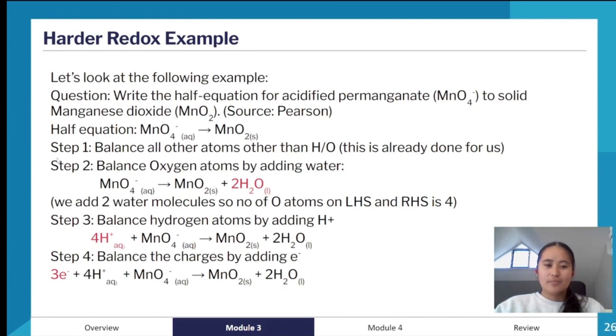It's a lot of just balancing equations, really. But just remember those 4 steps. First, balance other atoms other than hydrogen and oxygen. Add your water to balance oxygen. Add hydrogen ions to balance the hydrogen, and then add your electrons to balance the charge. All of that balancing can get you that final redox equation.